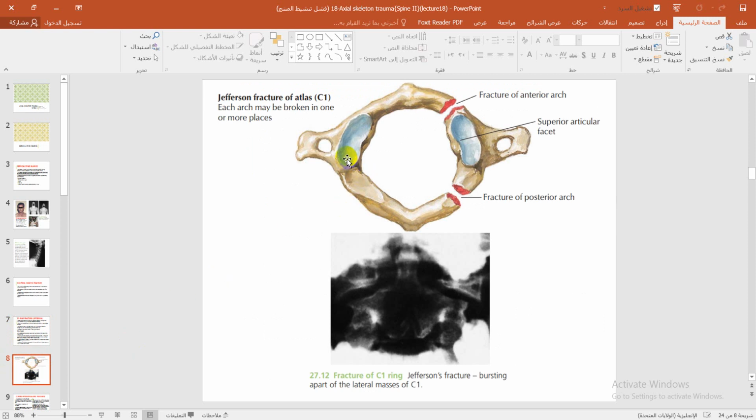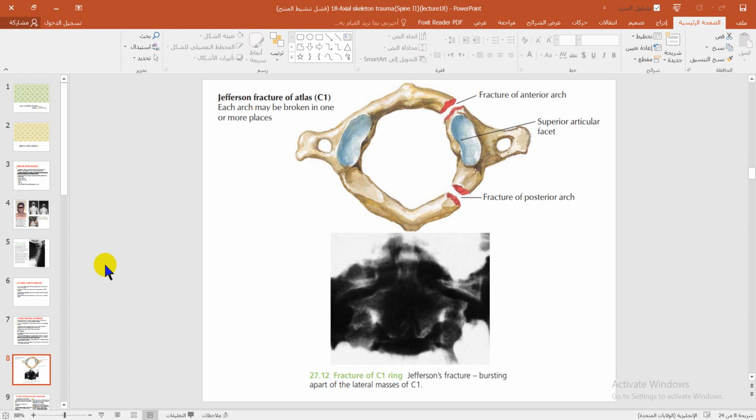This is the superior articulation with the condyle of the occiput, and here the ring, and here the transverse process with the transverse foramens, and here the anterior and posterior parts of the arch. There is no body in the atlas, and because of the loading force here from the head downwards, it might lead to burst fractures of the arch, commonly anterior and posterior arch fractures, and sometimes bilaterally.